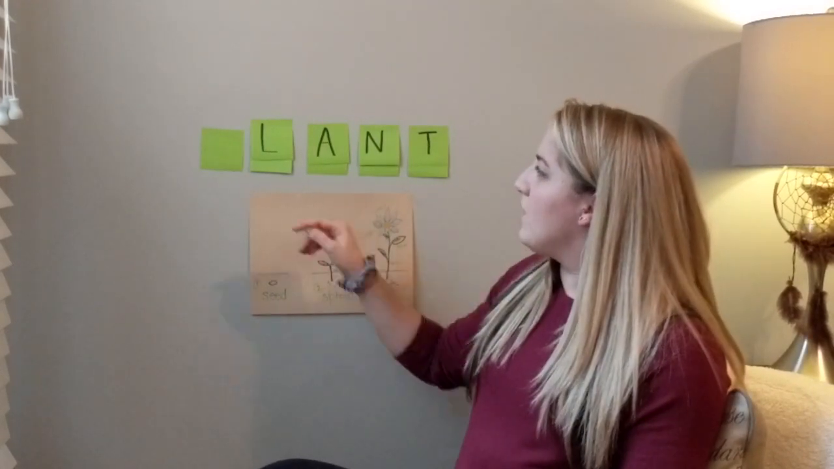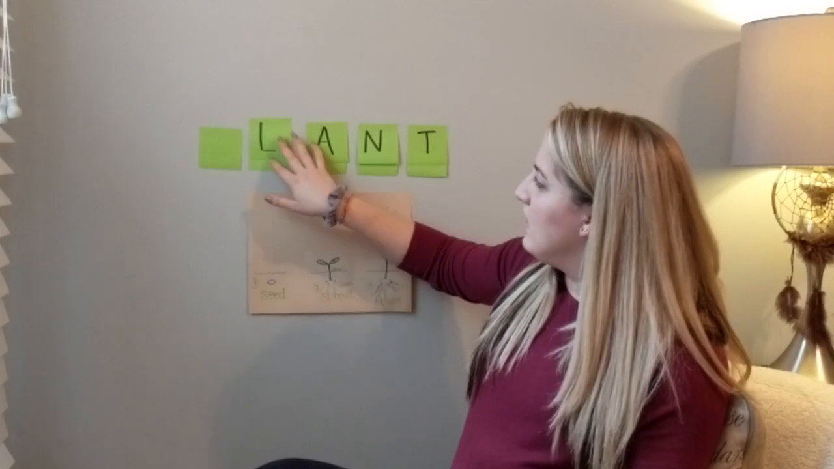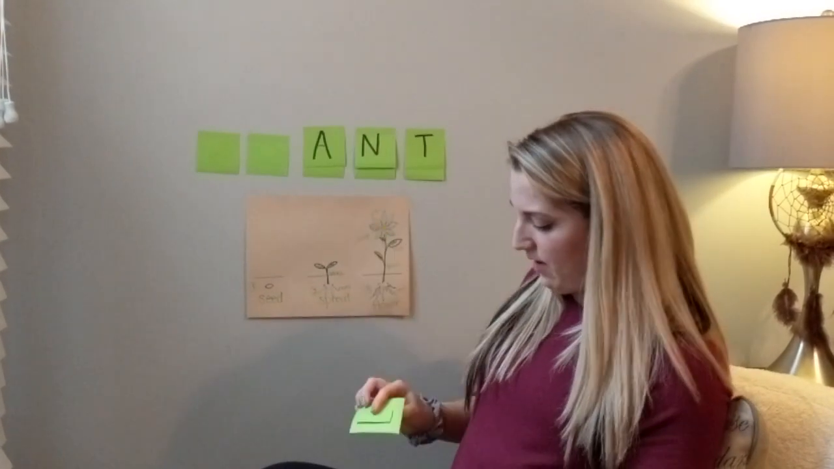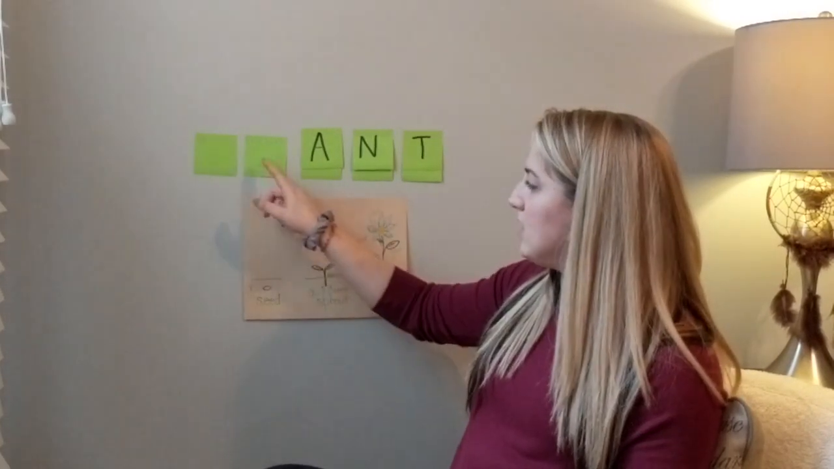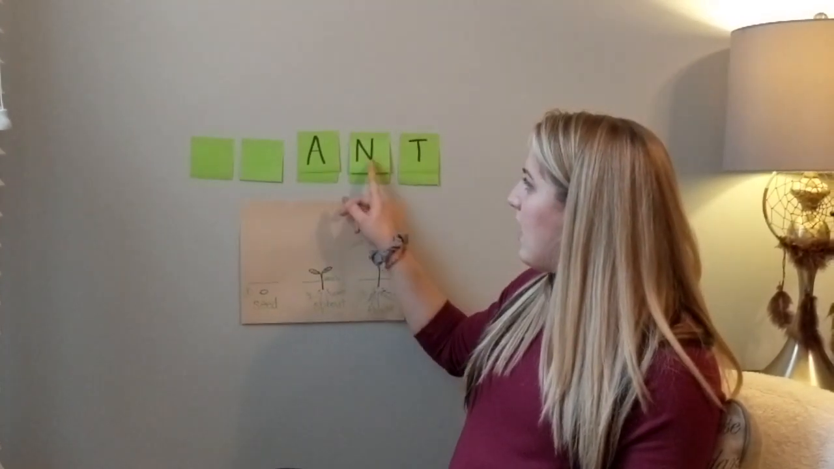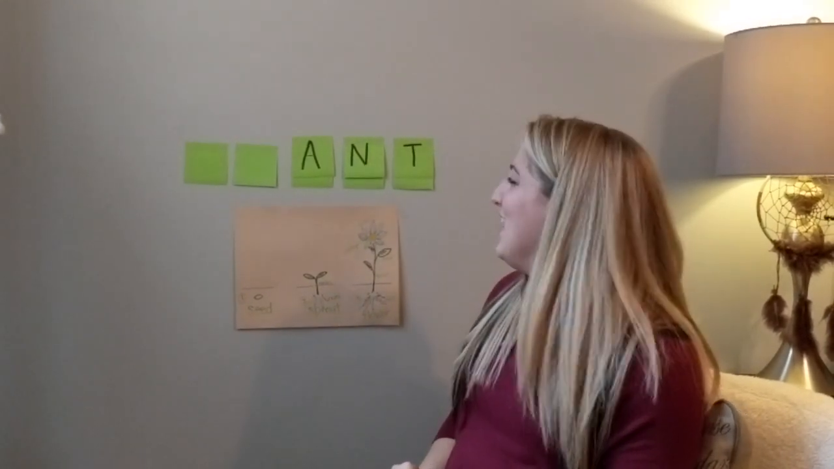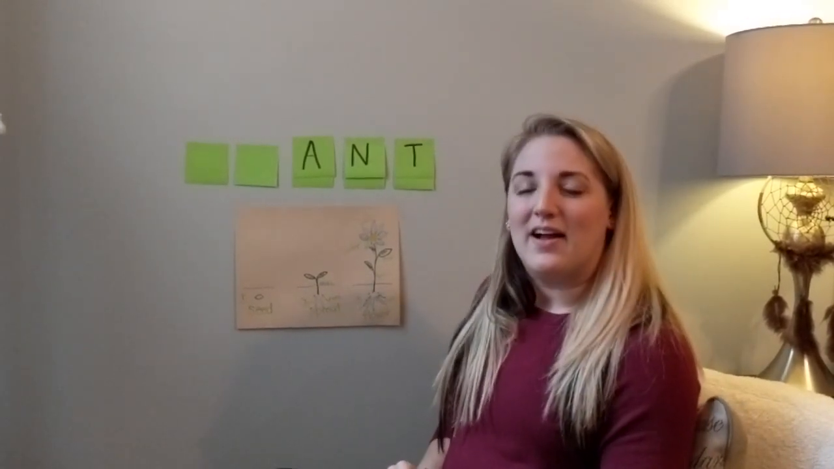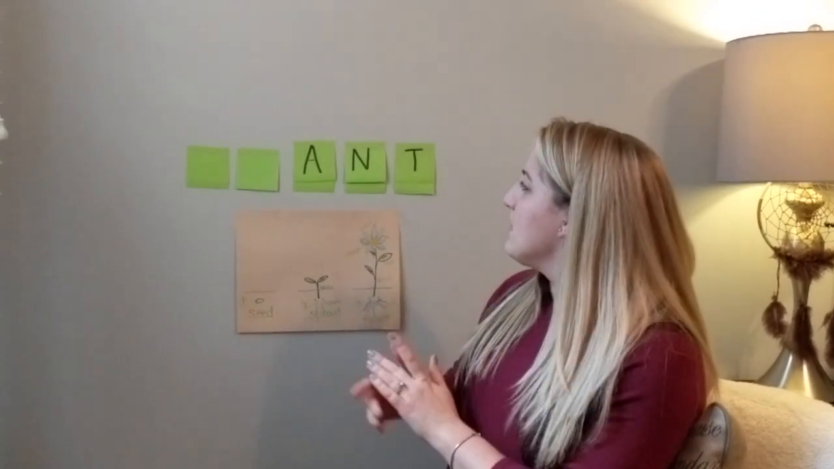So now we're going to take off our letter L. And if we take the letter L off of our word plant, we took our P, we took our L. Now we just have A-N-T. Ant, the insect. Ready?